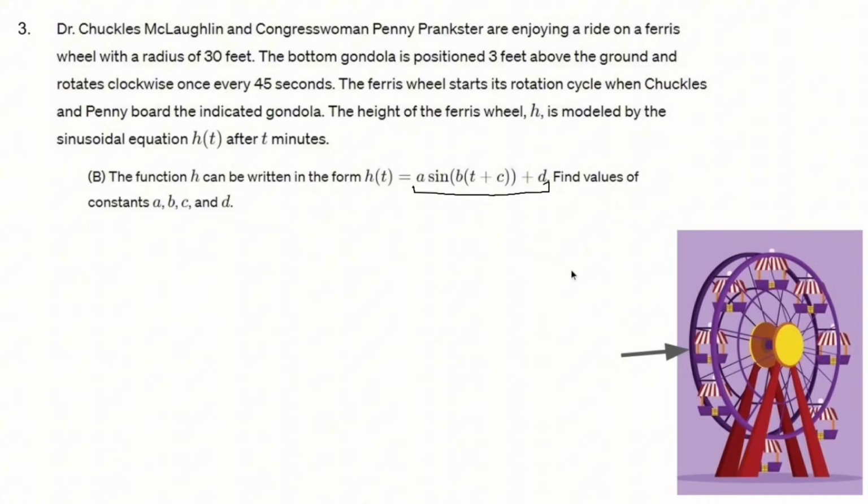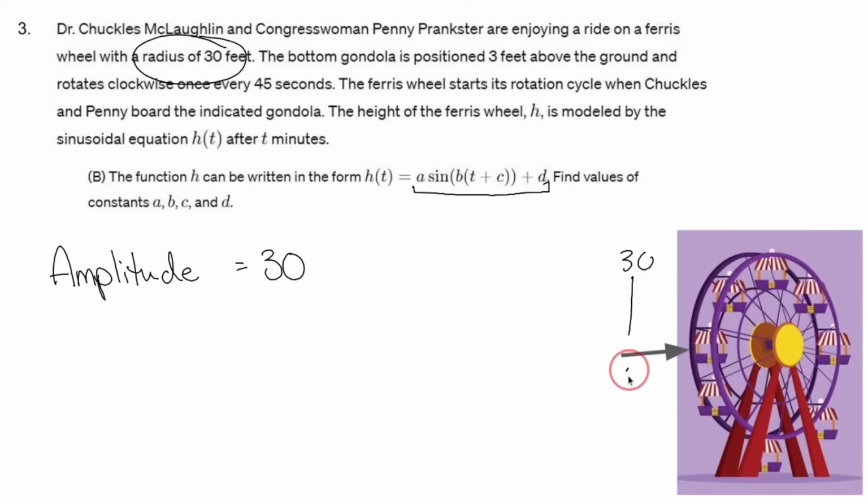Now, let's take a look at the information that we have. Whenever you are given a circular thing and you're given a radius, that is your amplitude. Your amplitude is always going to be the radius. So the radius is 30 because it goes 30 up that way, 30 down that way. Which, by the way, since this happens 3 feet off the ground, 33 is going to be my midline. So let's write that down here. Now we said that the period is 45.